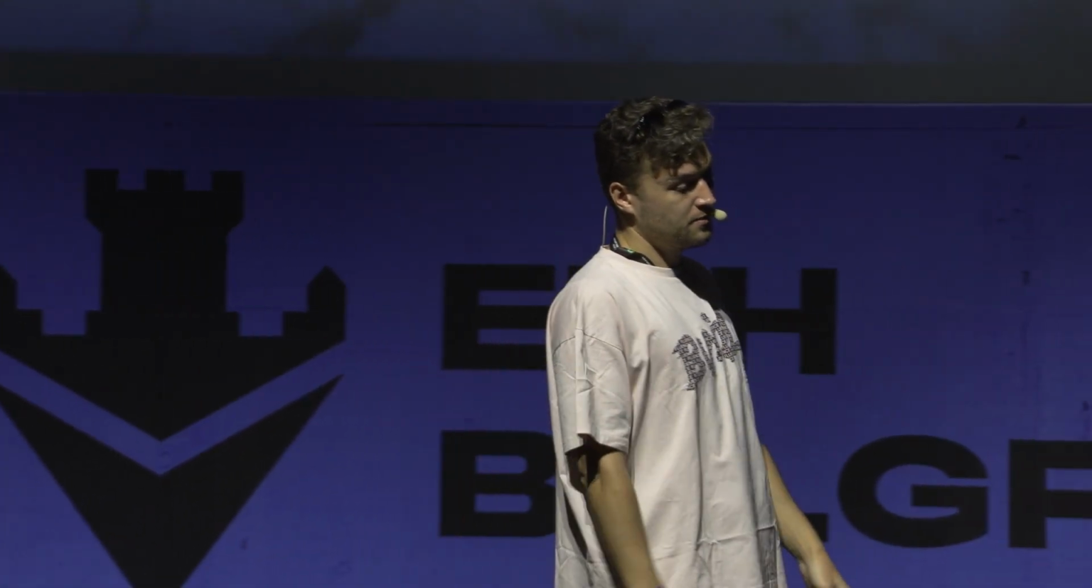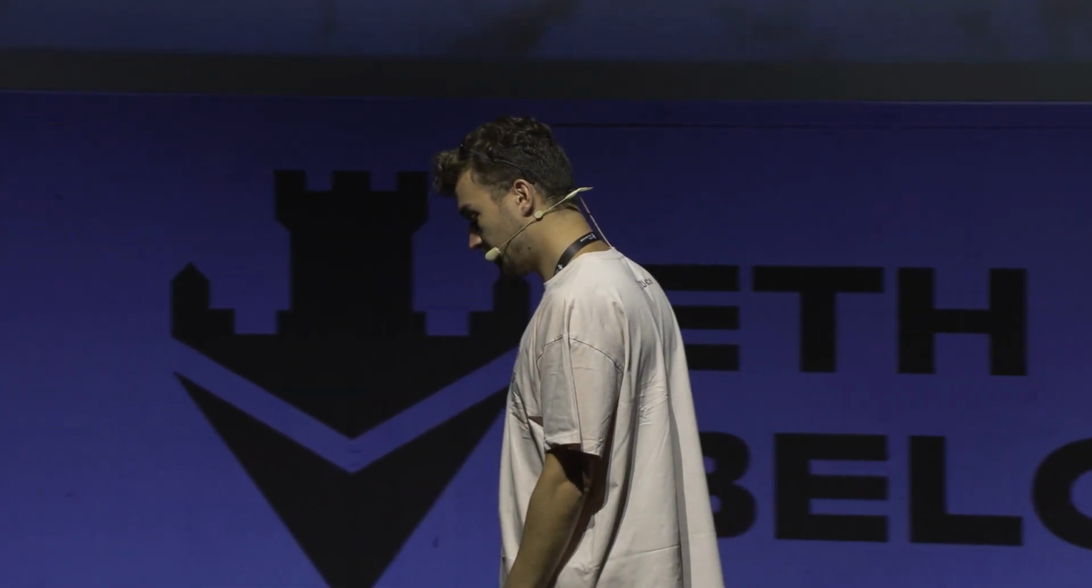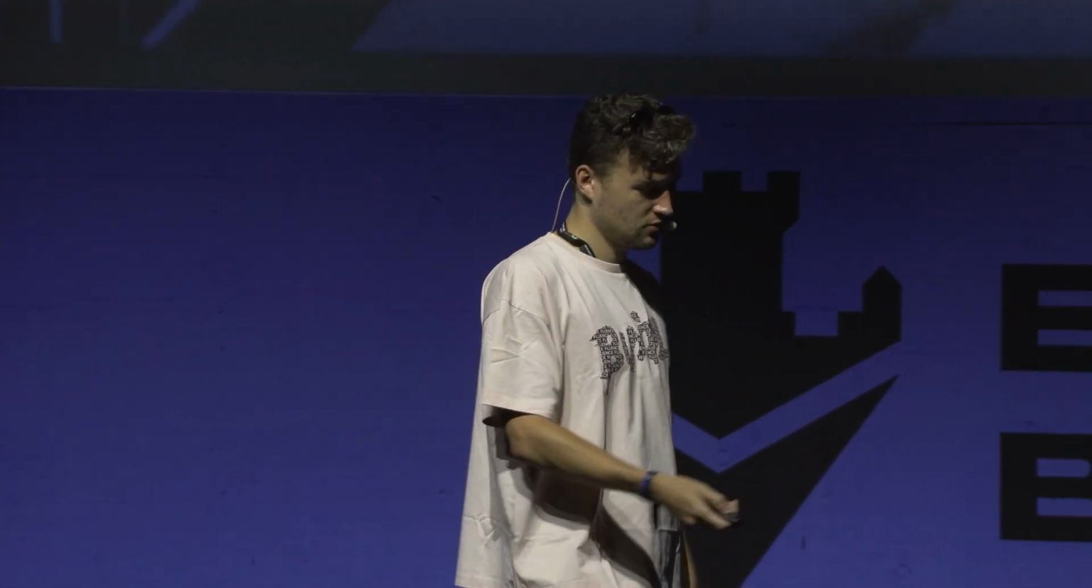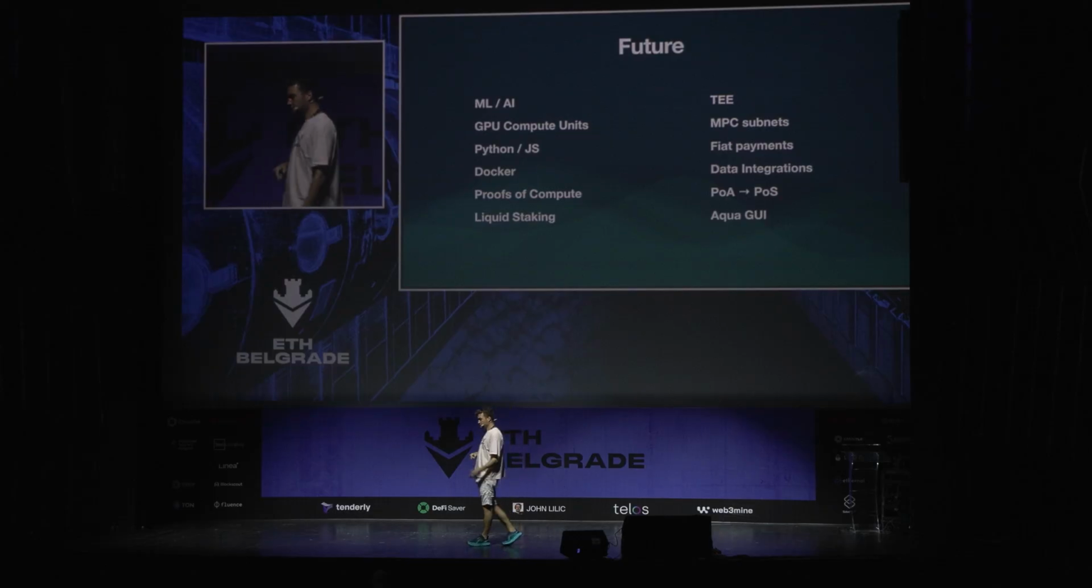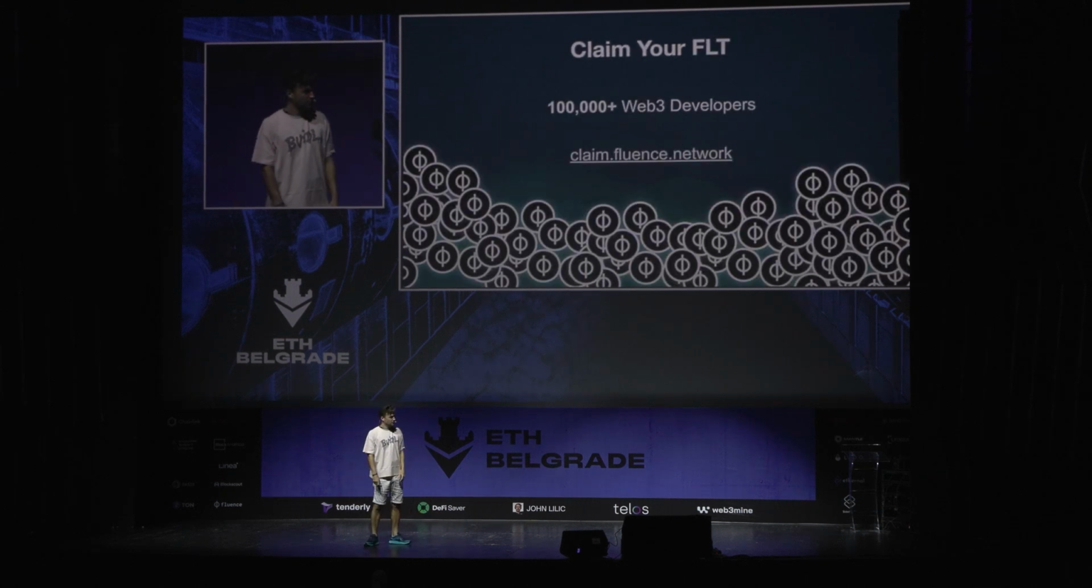We're going to be switching the proof of authority mainnet and testnet to proof of stake soon. And also, I wish to see a GUI for Aqua, so it's easier to draw distributed algorithms instead of programming them. I like programming them, but not everyone does.